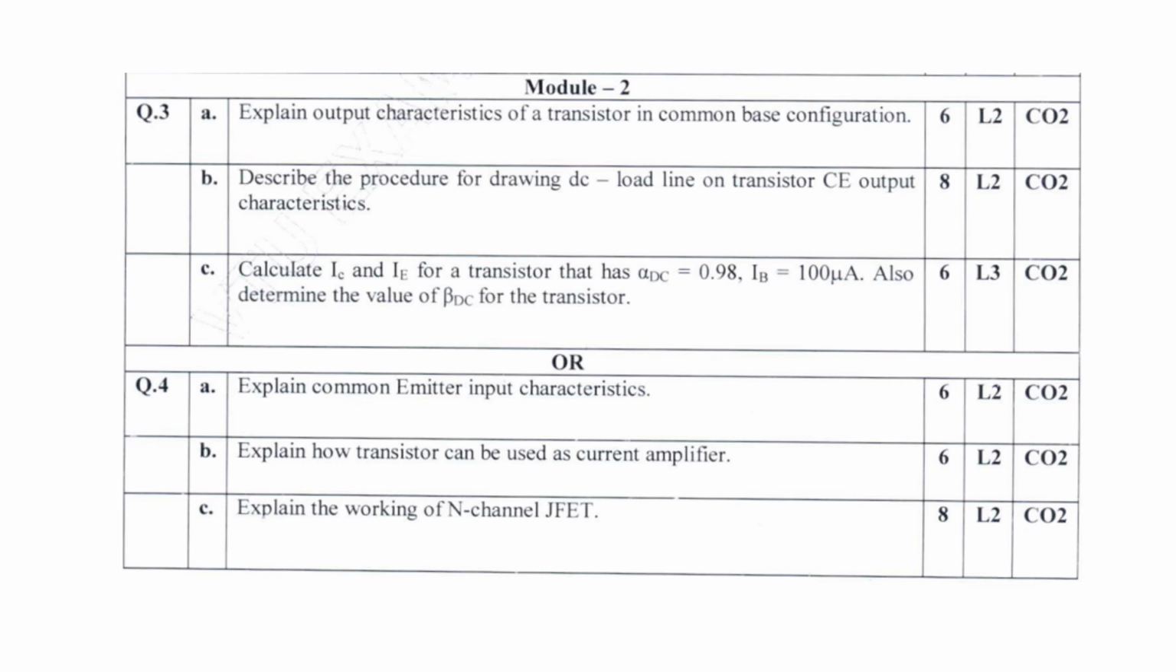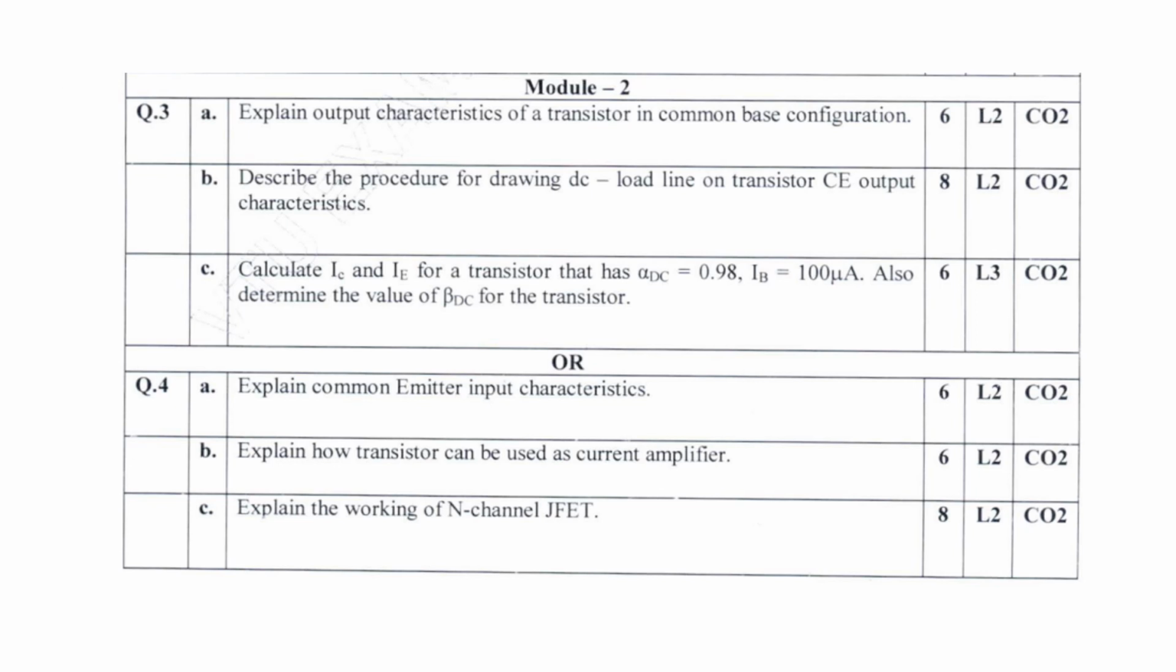Next, entering into module 2, explain output characteristics of transistor in common base configuration. Second is describe the procedure for drawing DC load line on transistor CE output characteristics, that is common emitter characteristics. Calculate IC and IE for a transistor where they have given the IB current, and also they are asked to determine the value of beta DC for the transistor. Alpha DC is also given.